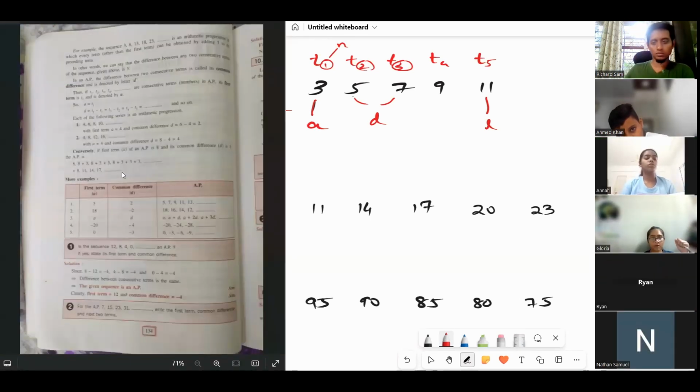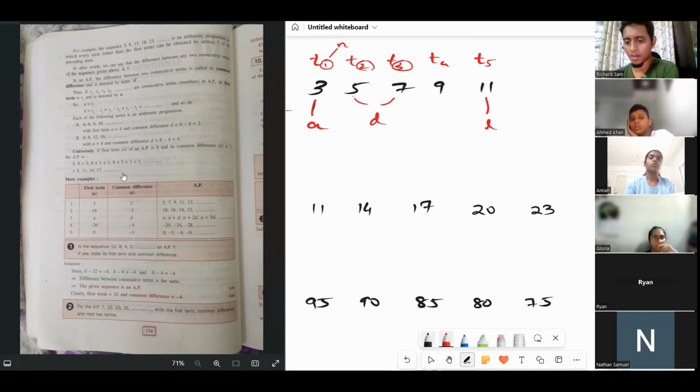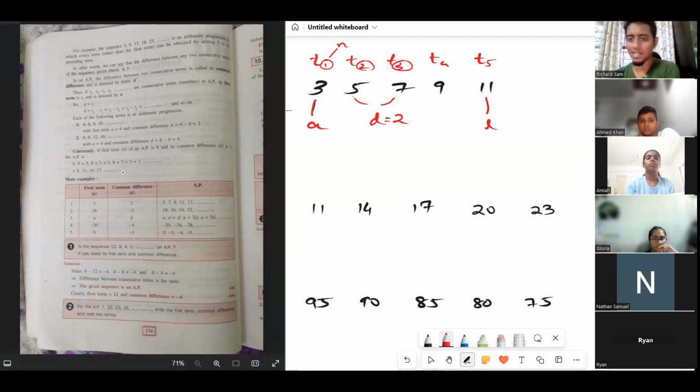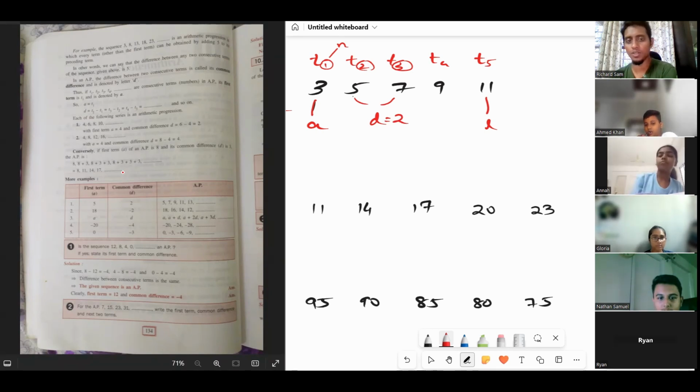I didn't understand this. Wait. D is the common difference. You can take difference between any two consecutive terms. It will be the same. And A? A is the first term. L is the last term. N is the number of the term. So suppose if I want to find nth term or I want to find the fourth term, we use that letter N for that.